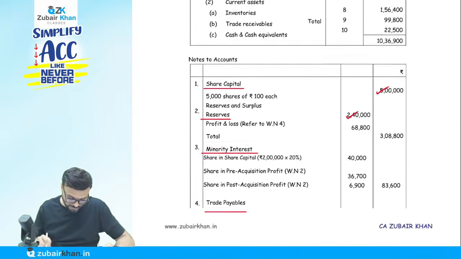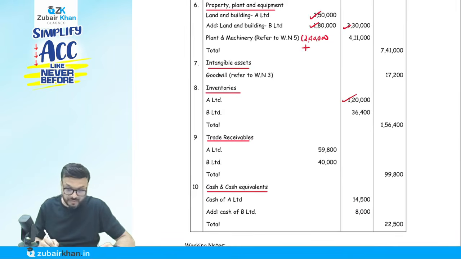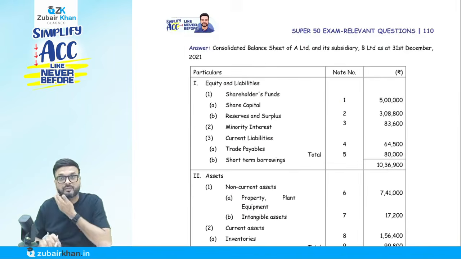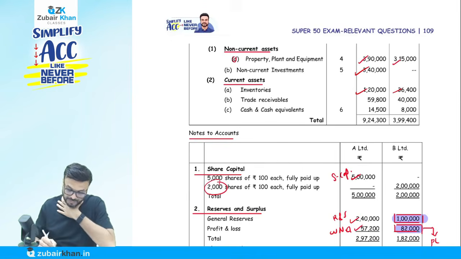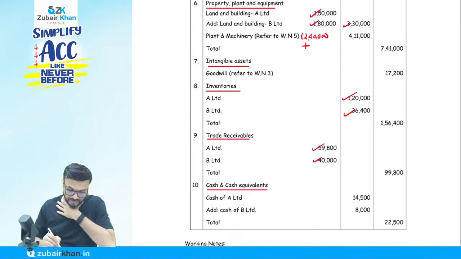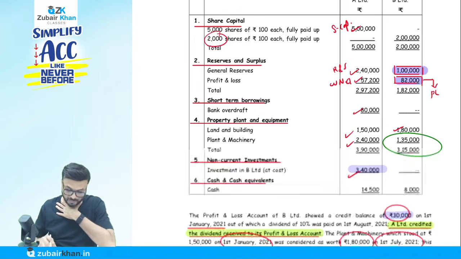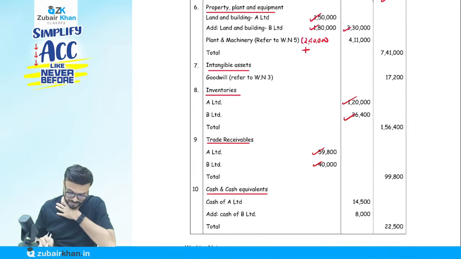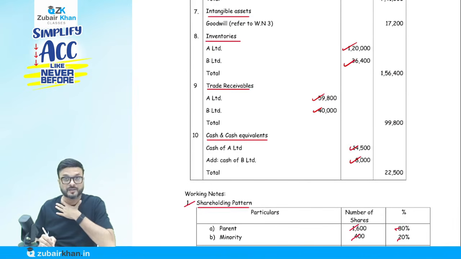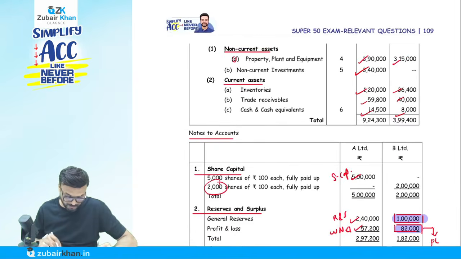Sorry, 1,20,000 and 36,400. Then we have 59,800 and trade receivable 40,000. So 59,800 and trade receivable 40,000. Then we have cash and cash equivalent, note number 6, 14,500 and 8,000. Done. Okay, we have written down all the items of the balance sheet here.